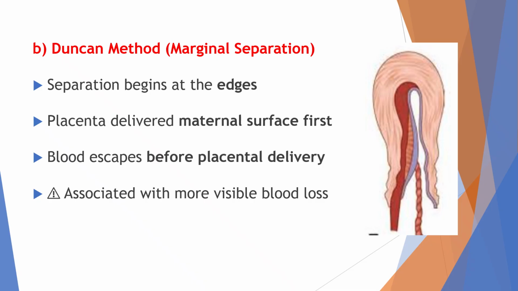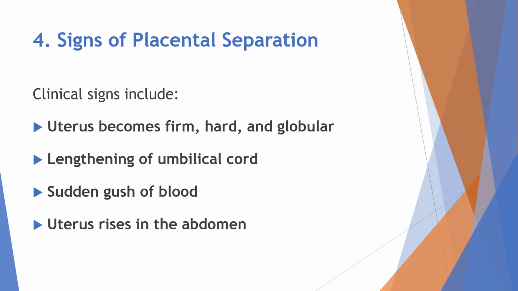In the Duncan method, the placenta usually comes out with the maternal surface first, which means the rough, dull side is seen first. Because blood escapes early, this method is associated with more visible blood loss before placental delivery. Although placental separation is normal in this method, the increased visible bleeding makes careful observation very important during the third stage of labor.